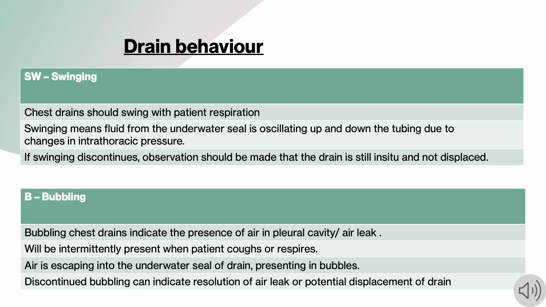If the drain previously was bubbling and is now swinging or static, this can usually indicate that the air leak has been resolved. However, observation should be undertaken to ensure that the drain remains in situ. It's important that regardless of any changes to the behaviour of chest drains, they are all reported.